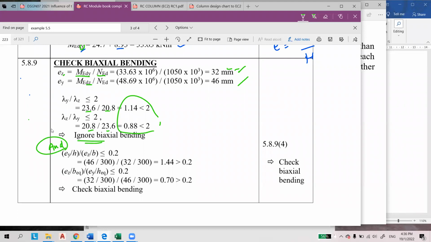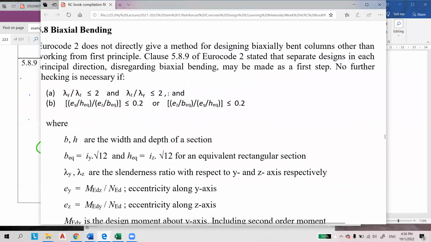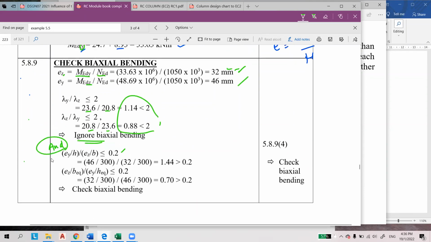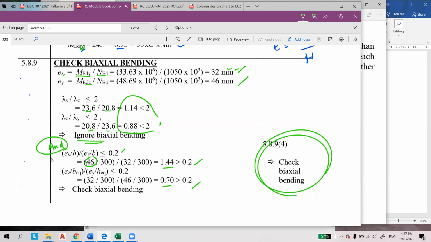The word N here means you are still not safe unless you check for all N here. So you must check the second criteria, ey over h divided by ez over b must be lesser than 0.2. However, when we fill in the relevant values here and here, we got that the values for both criteria are 1.44 and 0.7, which is greater than 0.2. So we need to check for the biaxial bending.